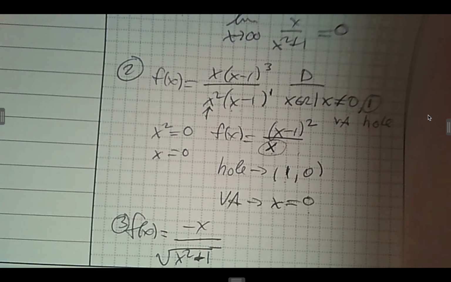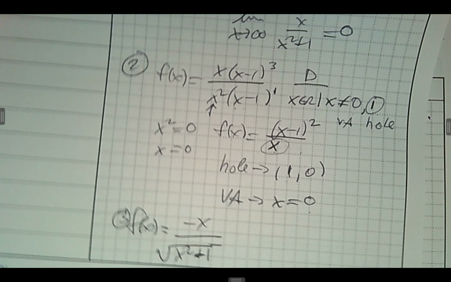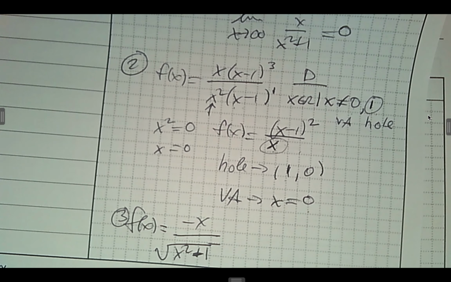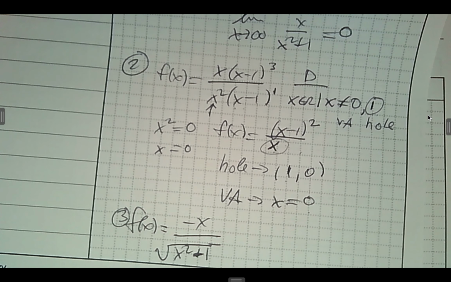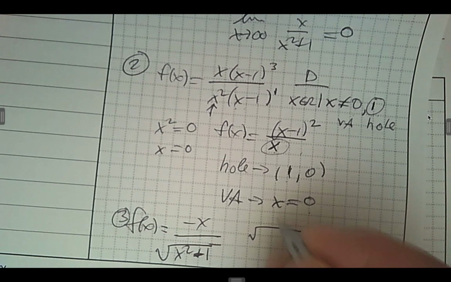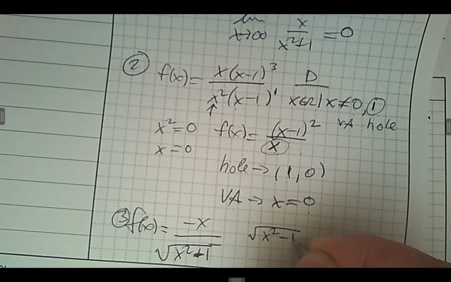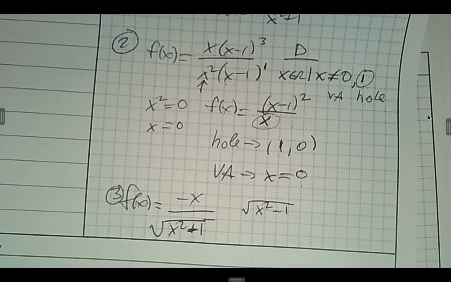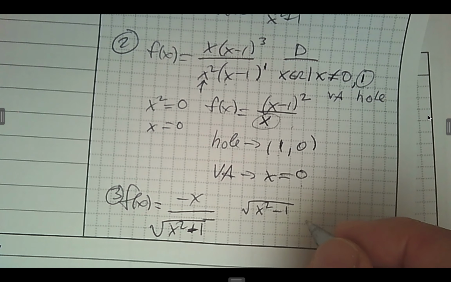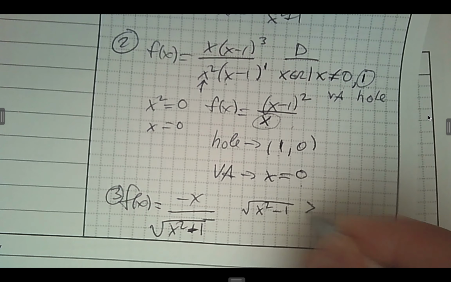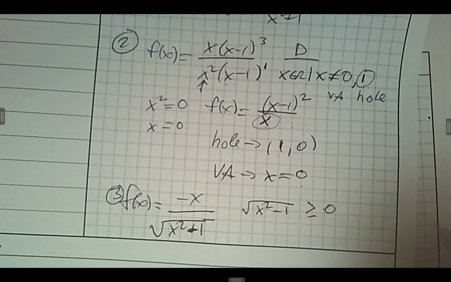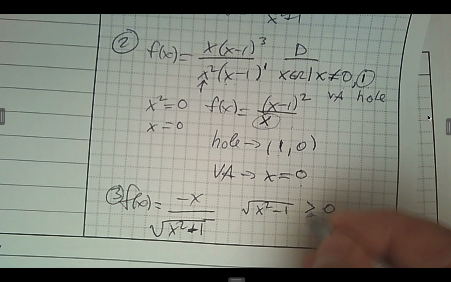So domain and all horizontal asymptotes. Make sure I know what we're talking about. When I look at the domain, I'm looking at the square root of x squared minus 1. First of all, I can't have this be negative, so this answer has to be greater than or equal to 0. It can't be negative. In fact, it can't even be 0.